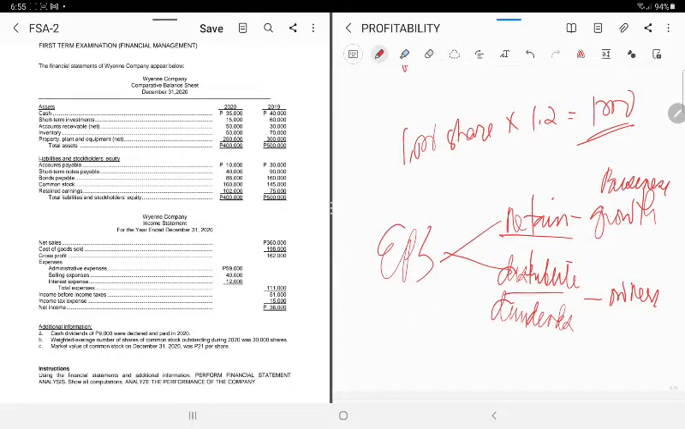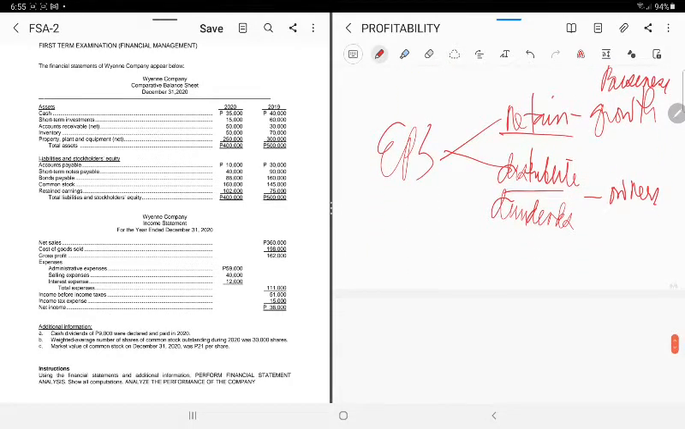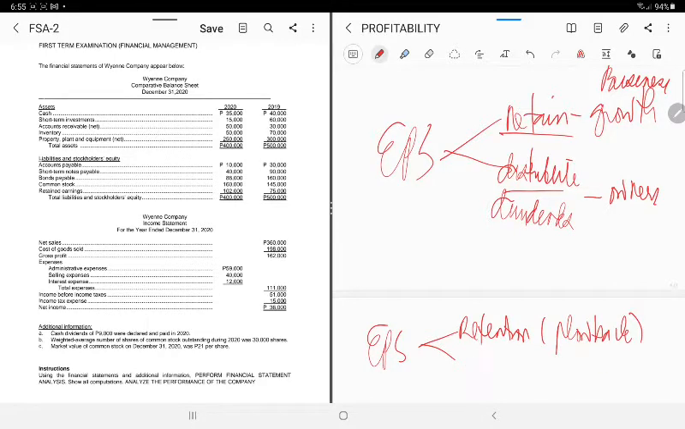Sometimes, ano ang tawag dito sa nire-retain na ito? Okay, EPS. Tawag natin dyan, retention ratio or flowback. At yung isa naman, payout. Or dividend payout. Yan. Best penmanship ko na yun, class. Dividend payout.